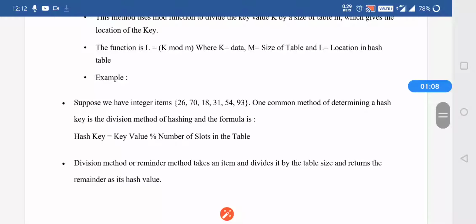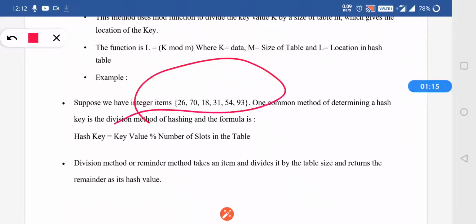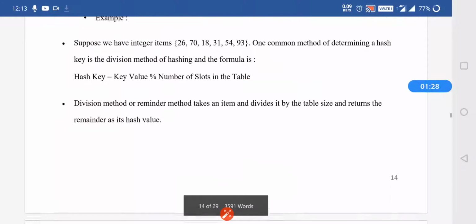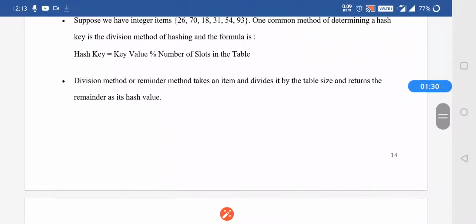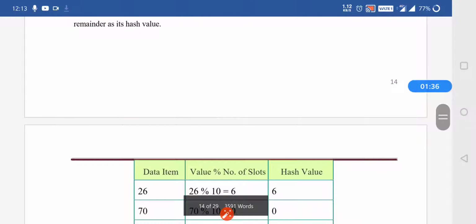Suppose we are having the items 26, 70, 18, 31, 54 and 93. These are the elements we are having, and we want to find out the hash key value. The hash key will be evaluated by key value mod number of slots in that particular table. So the division method or remainder method takes an item and divides it by the table size and returns the remainder as its hash value.